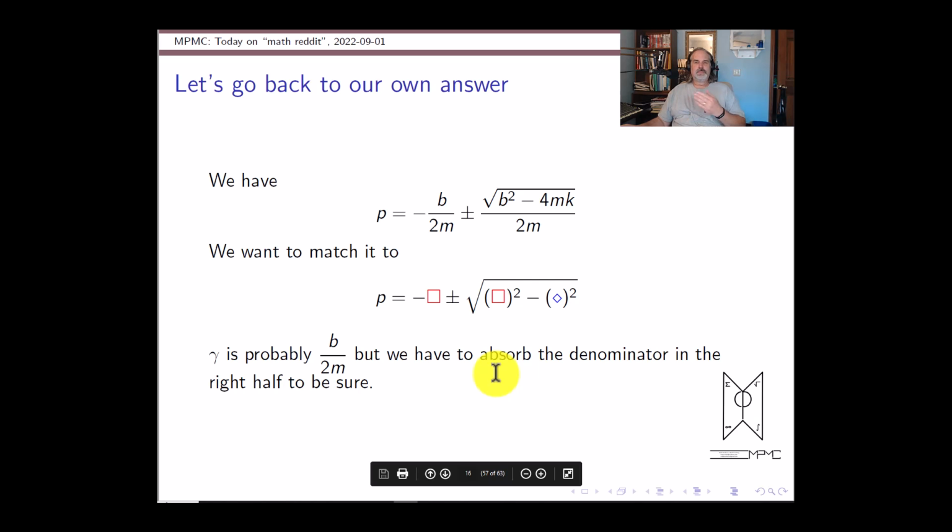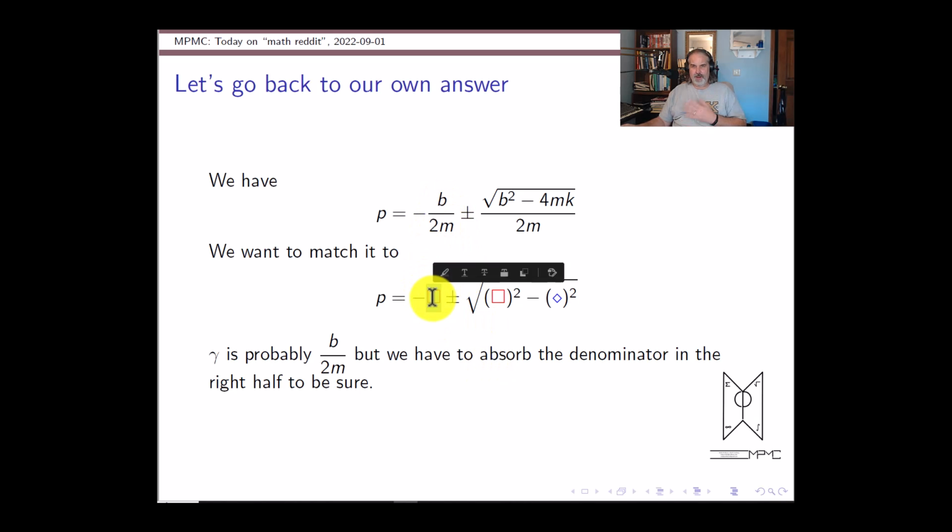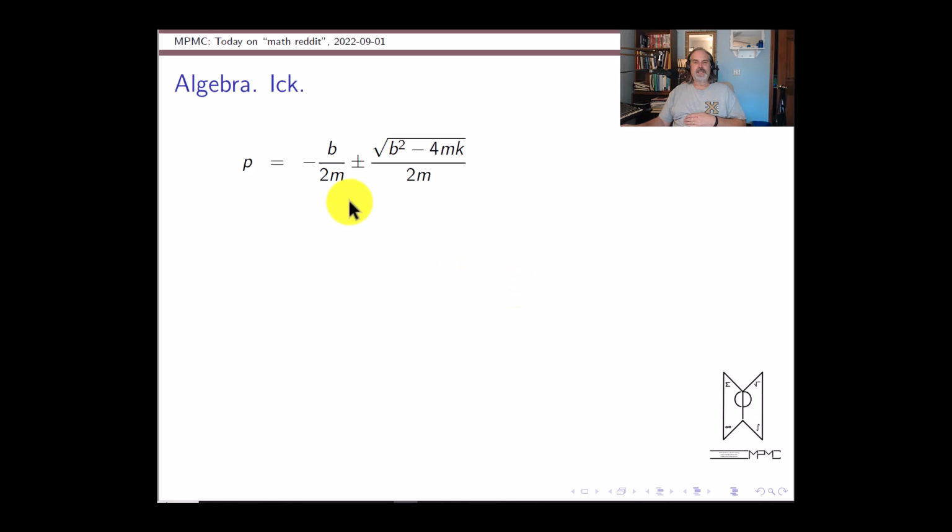This is where some more significant algebra comes into play. This is the worst part of the problem, making that cosmetic surgery on our expression. Now, if we look here to here, it sure looks like this red square, which was gamma, is going to want to be b over 2m, to make the leading parts match. Can we make that happen over on the right side too? All right, so let's head off on our algebraic journey here. Negative b over 2m plus or minus this term. I'm going to prepare this denominator to absorb it underneath the square root.